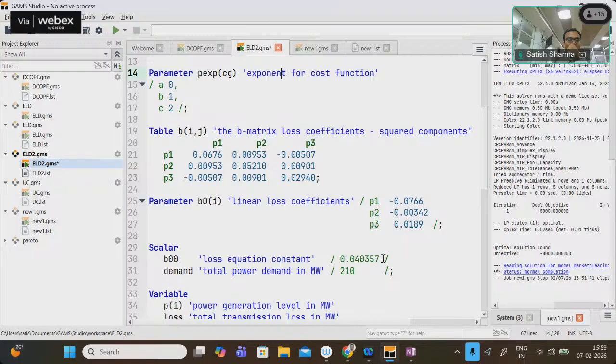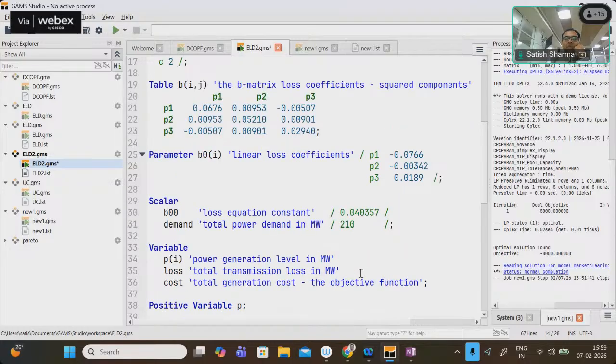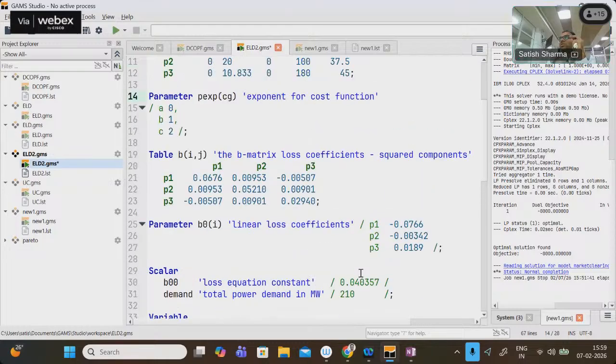Then total demand is given, let's say 210. So these are the input parameters which we have, and we have provided that here.